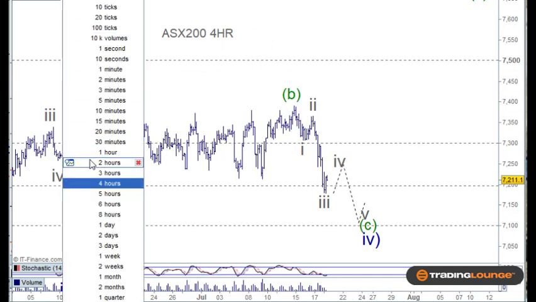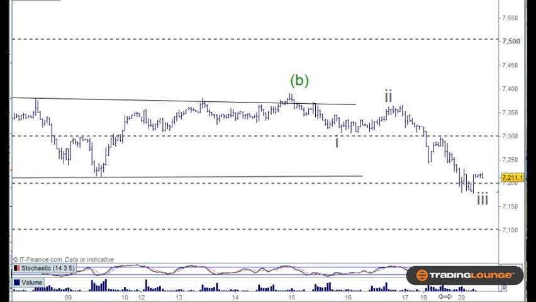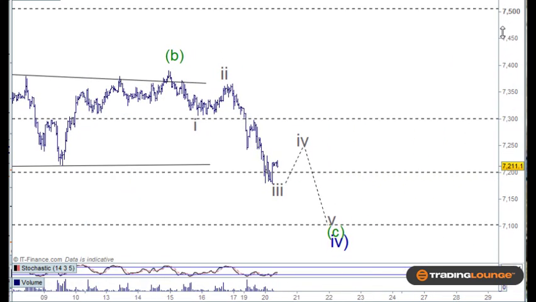And let's just get a closer look at this move down here. That will play out from the B wave to the C wave here as 1 and 2 and 3 and 4 and 5 here for this. So that will finish off down closer to the 7-1 area.